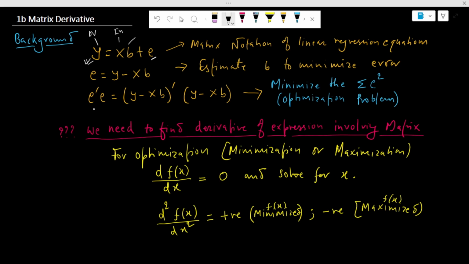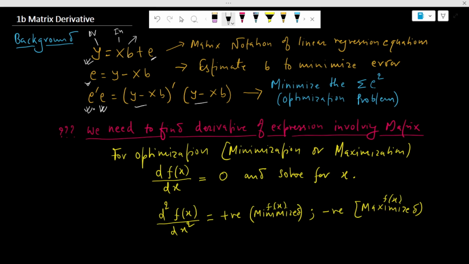So we need to estimate the value of beta such that we minimize the error. Our error can be written as y minus Xβ. Now we need to estimate beta, and our optimization function, in this case, minimizes the sum of the square of the error. So this is the matrix or vector notation to represent the sum of the square of the errors.